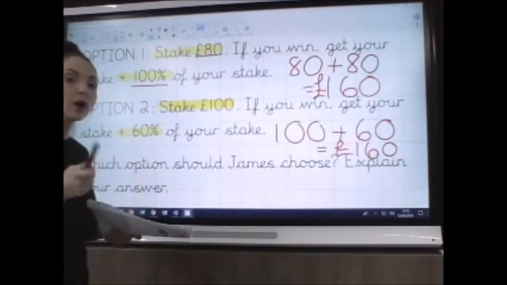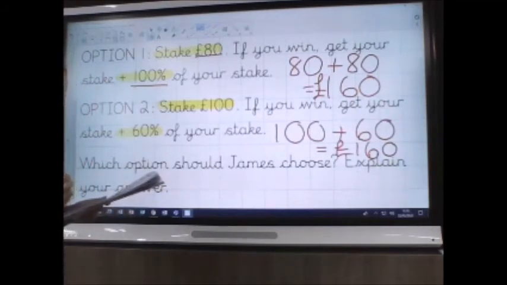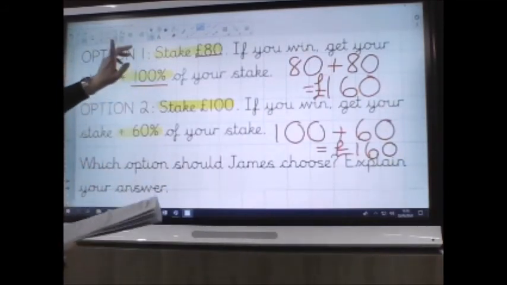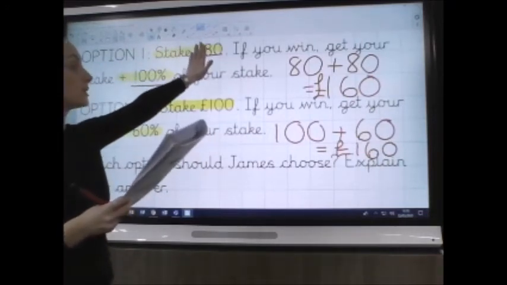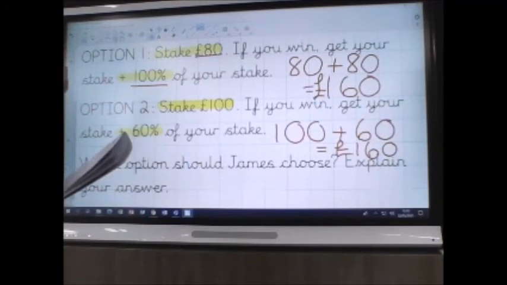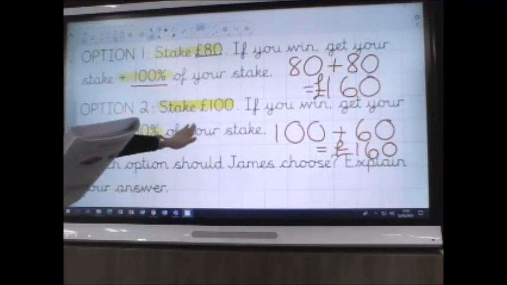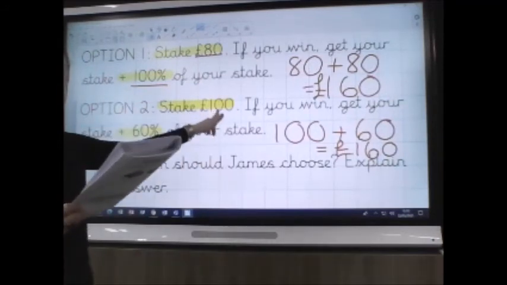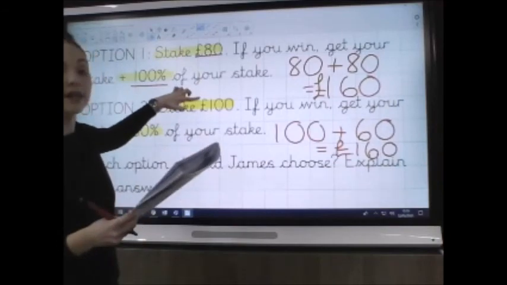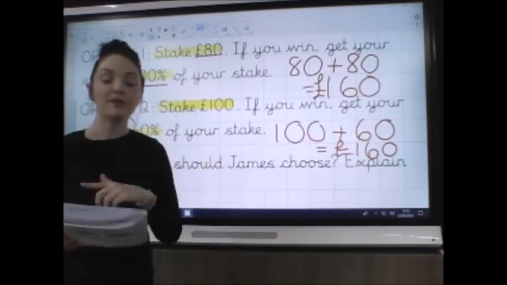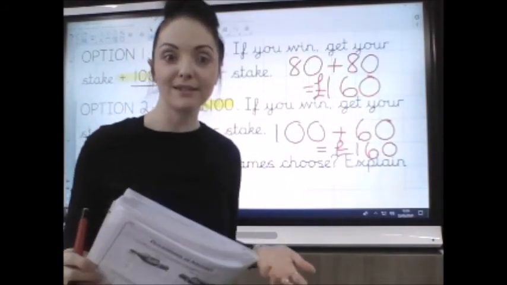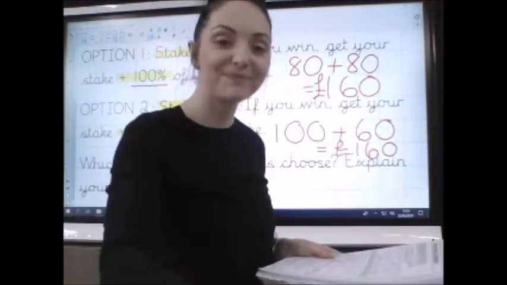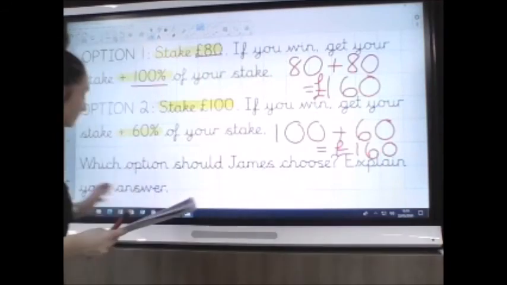So let's have a look what would happen if he loses. So if he loses, he would just lose £80. However, if he loses this one, he'd lose £100, wouldn't he? Because he put more money down for this one. So have a think, which option would be better? The one where he loses less. So you go for that. Okay, so have a go at that one.